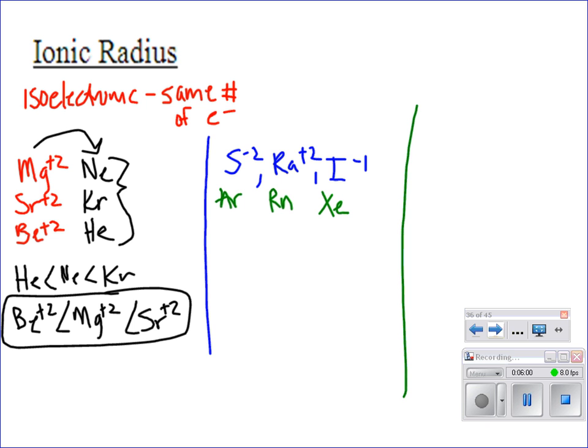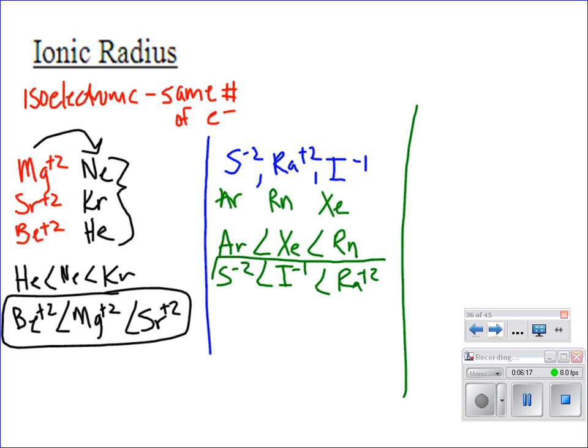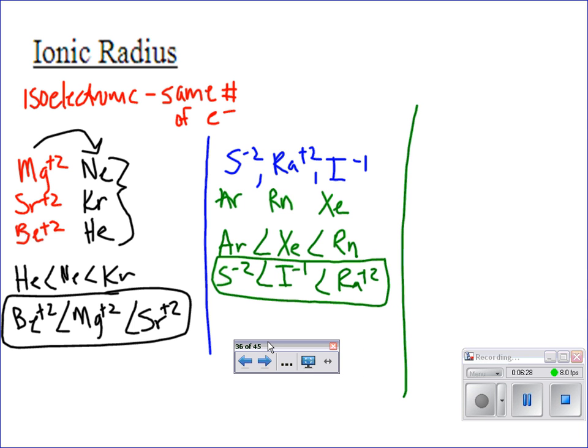So now we're going to rank these, and we know argon is smaller than xenon, which is smaller than radon. So that means S minus 2 smaller than I minus 1, smaller than Ra plus 2. This was a lot more daunting when we didn't have the noble gases as a comparison. The third scenario is tricky, and this is what you're going to see most often actually, Cl minus being compared to something like Ca plus 2 being compared to P minus 3.